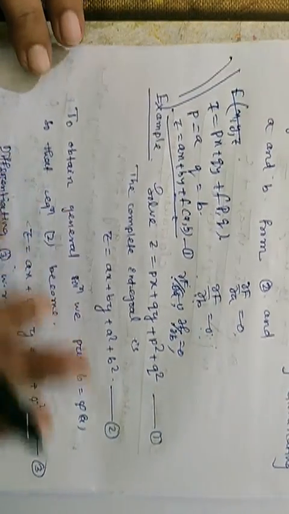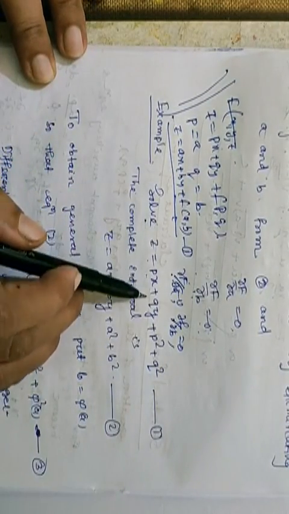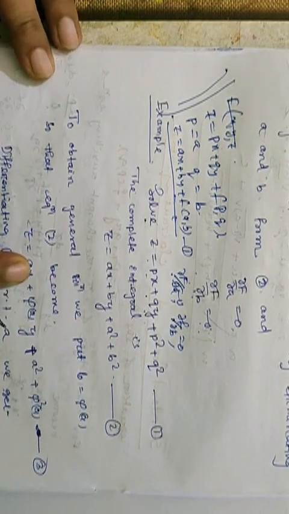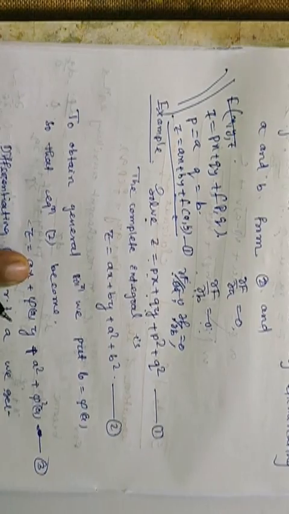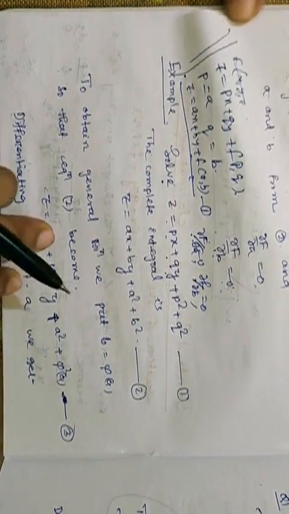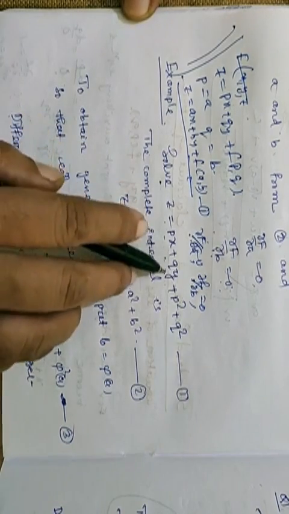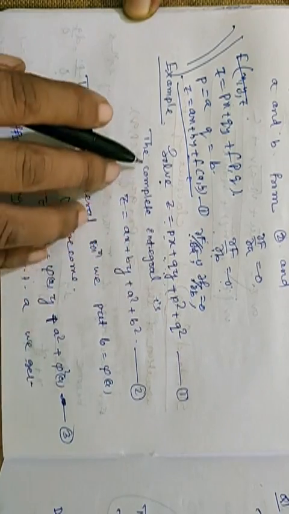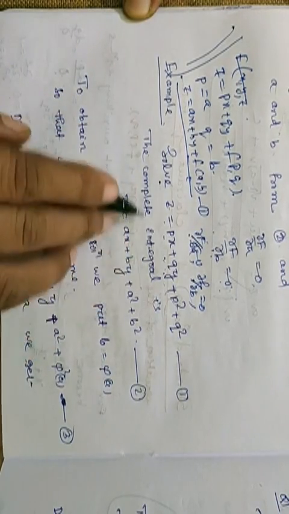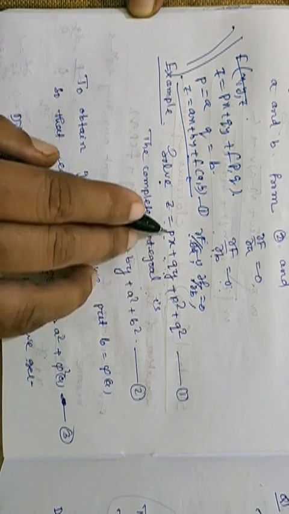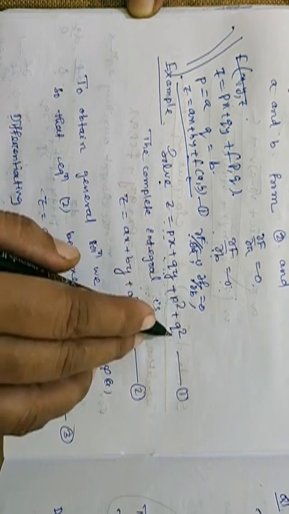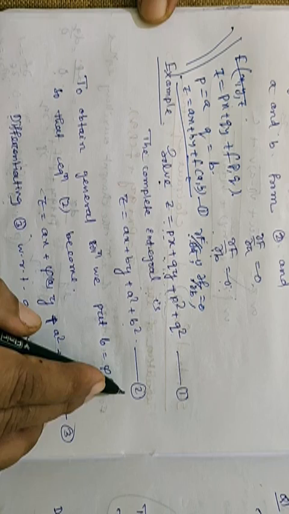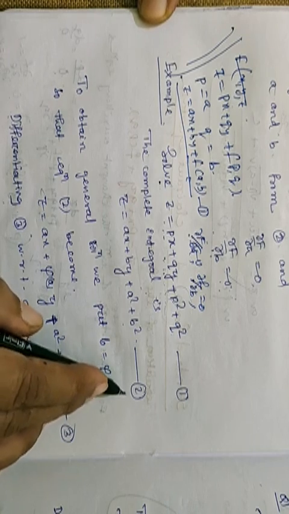Consider this example: solve z is equal to px plus qy plus p square plus q square. We are given this problem. So this is of the form z is equal to px plus qy plus f(p,q), where f is p square plus q square. Now we directly write that the complete integral is ax plus by plus a square plus b square. This is equation 2. There is no need to find the Charpit's auxiliary equation.